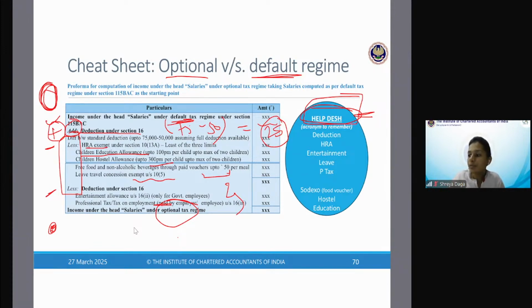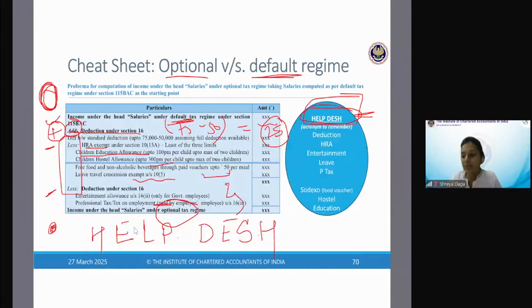H क्या है, H stands for HRA, E is for entertainment allowance, L is for leave travel concession, P is for P tax deduction, okay, D is for deduction, deduction मतलब standard deduction under वो 75 और 50 वाला, फिर E is for education allowance, children education allowance, S is for Sodexo coupon, वो 50 रुपया per meal Sodexo coupon, और H is for hostel allowance, समझ गए? Do you find this easy to remember now? HRA, then entertainment allowance, leave travel concession, professional tax, deduction which under section 16 is standard deduction, education allowance, Sodexo coupon, hostel allowance.